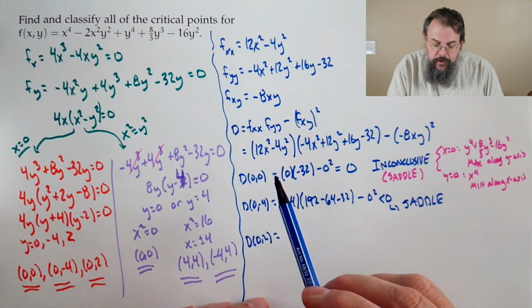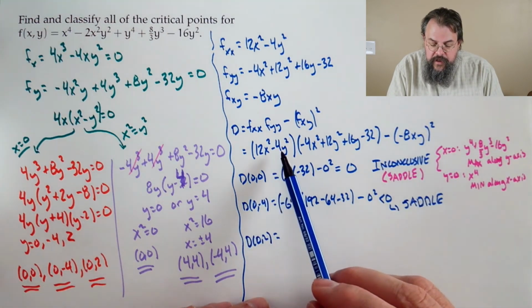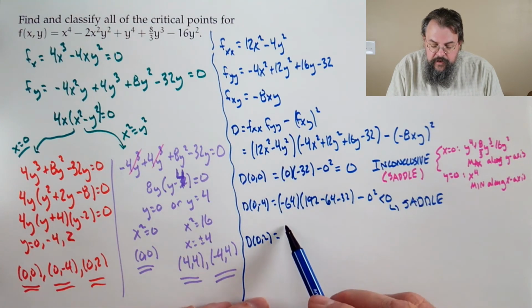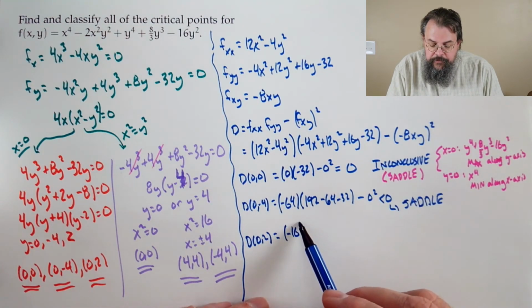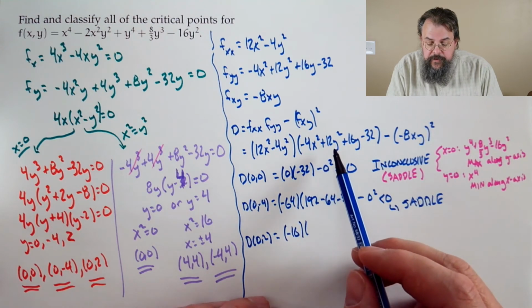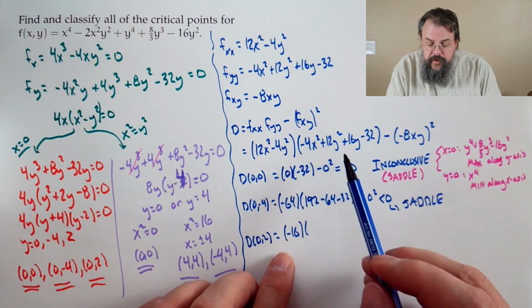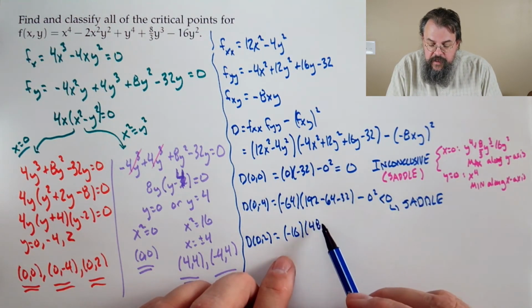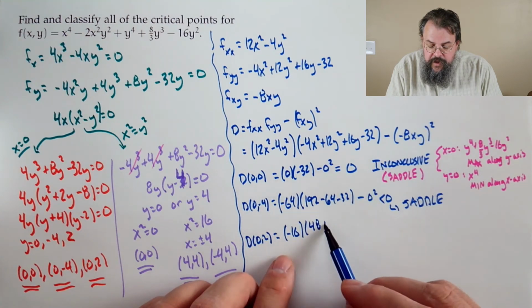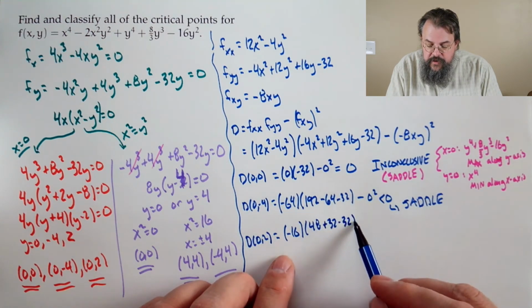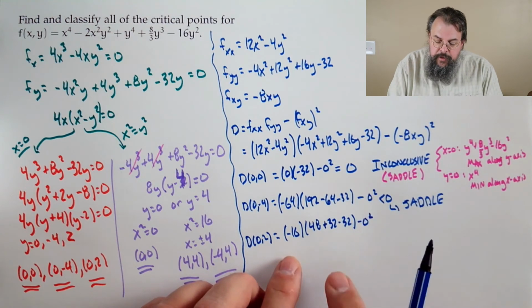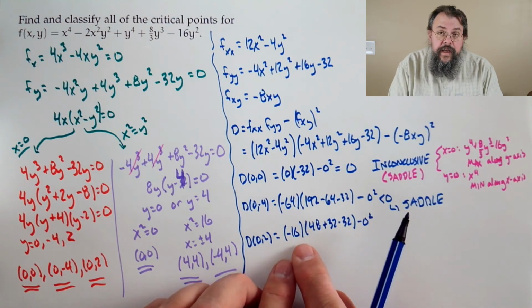Okay, how about 0, 2? Well, okay, where we're seeing x, we get a 0, so it's 0. 4 times 4 is 16, negative 16. And 0. 12 times 4, 48. And then we have 16 times 2 plus 32 minus 32. And subtract 0 squared. But we can see that's a positive, that's a negative.